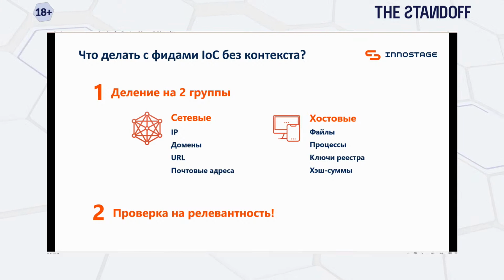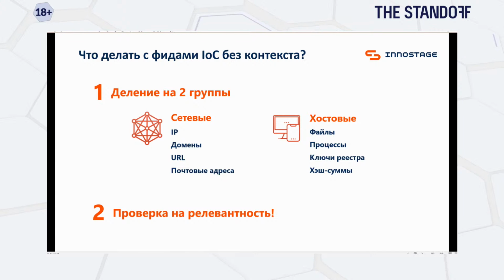Like previously mentioned, the feeds are split into three types: hosts, networks, with the context and those without the context. What about those having no context? What we have decided to do is that we split all of the feeds without context into two groups: the host ones and the network ones.